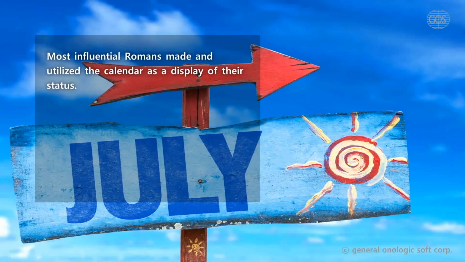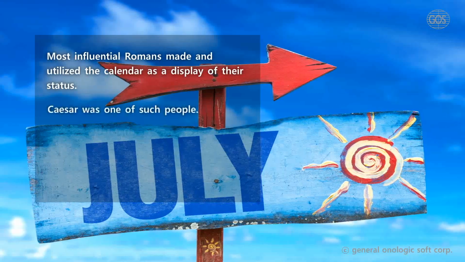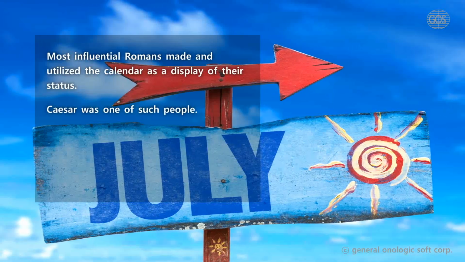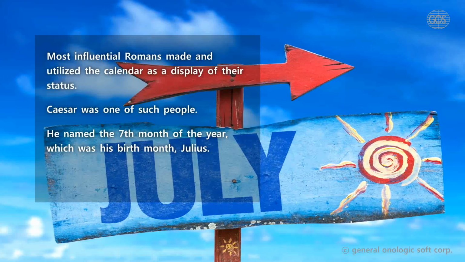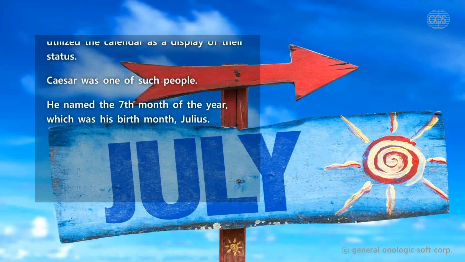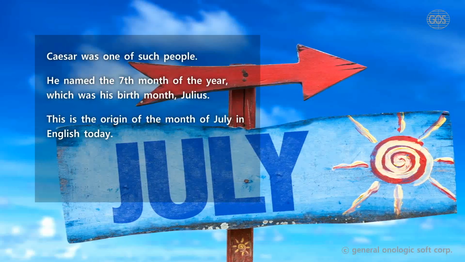Most influential Romans made and utilized the calendar as a display of their status. Caesar was one of such people. He named the 7th month of the year, which was his birth month, Julius. This is the origin of the month of July in English today.